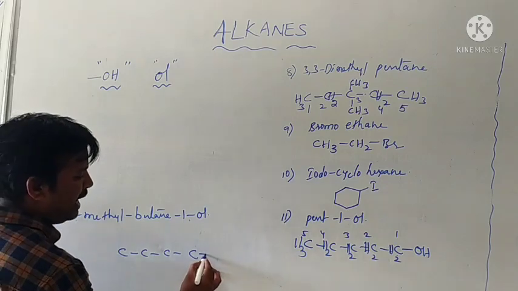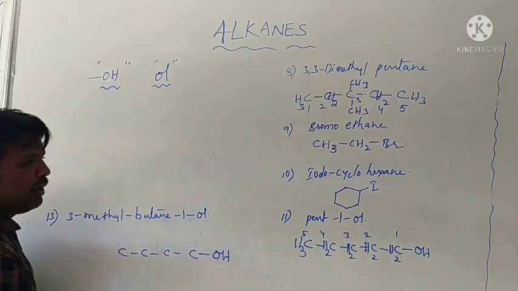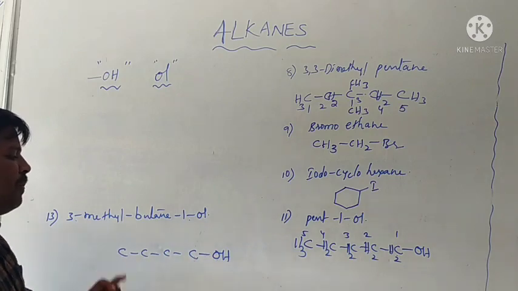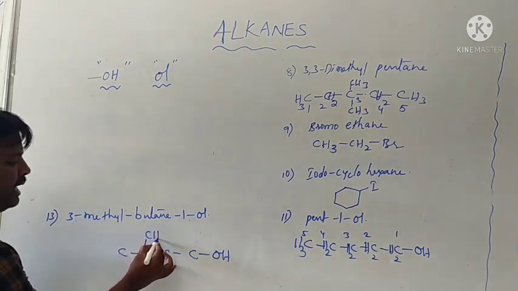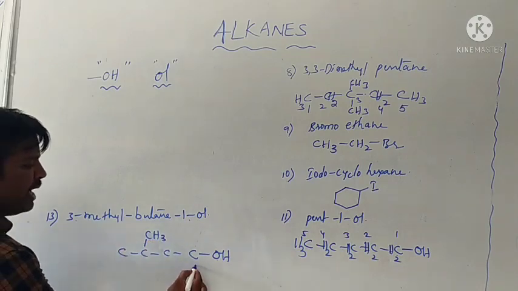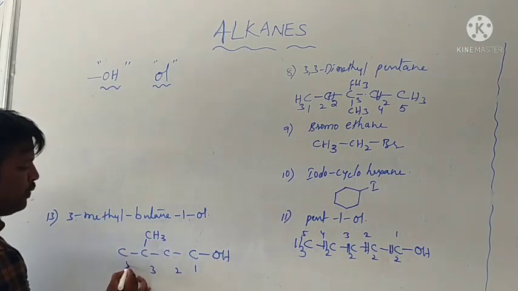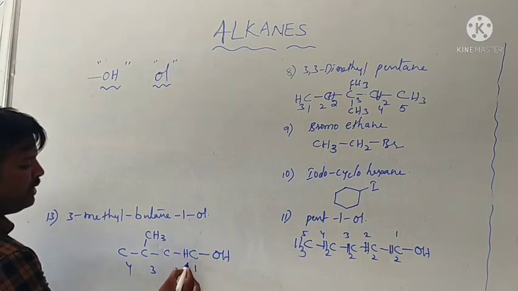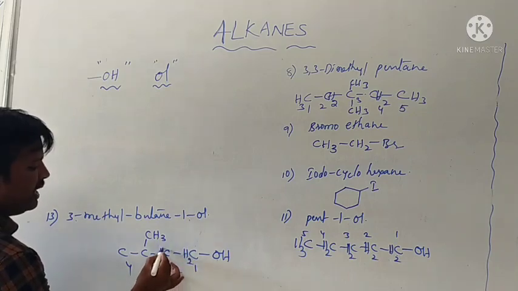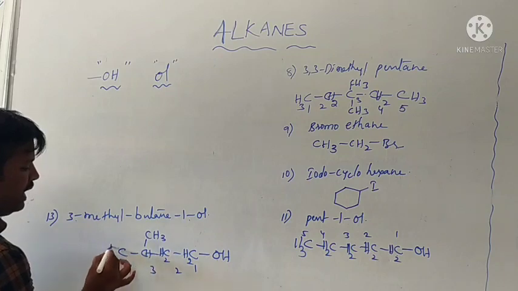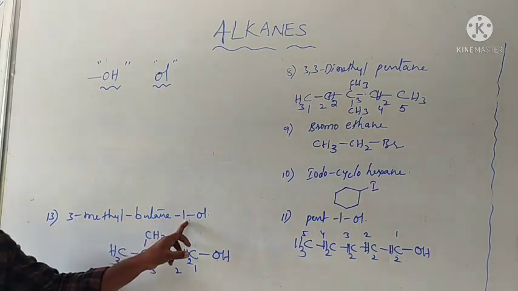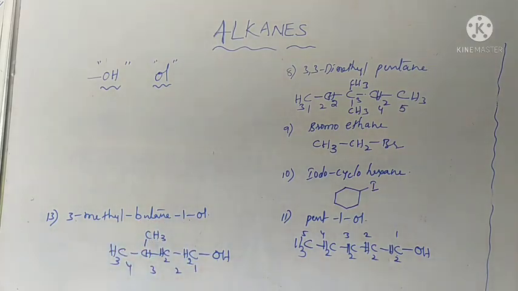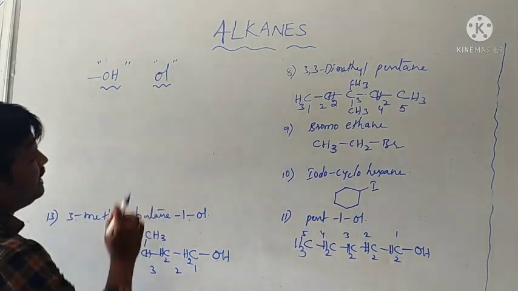And that is 1-ol. What does 1-ol mean? The functional hydroxy group is attached to the first carbon and the substituent methyl group is present at the third carbon. Therefore, numbering starts from right to left: 1, 2, 3, 4. Okay. The carbon valency is filled with hydrogens, CH2, therefore CH and CH3. Therefore, 3-methyl butan-1-ol. Okay, hydroxy, that is ol.